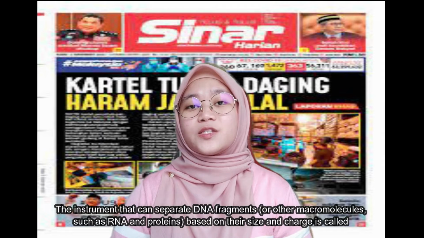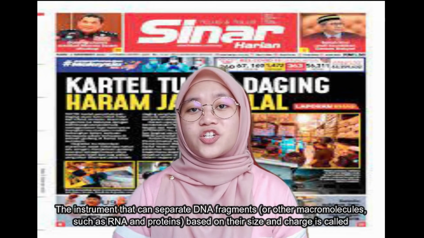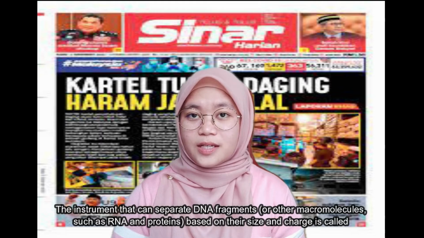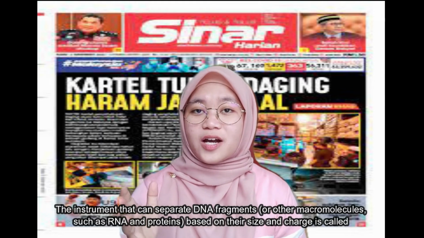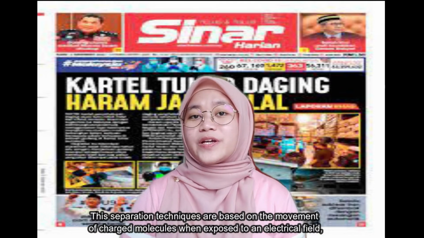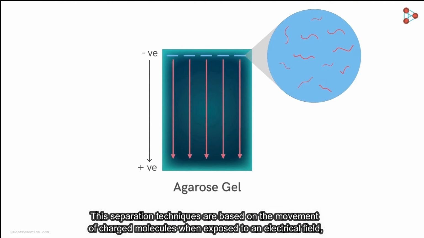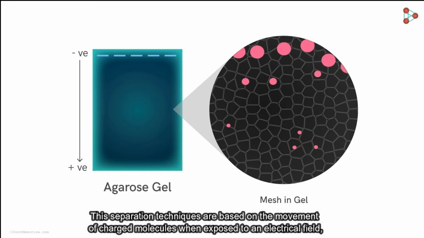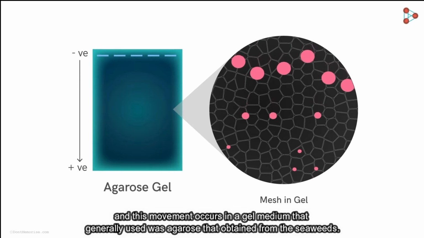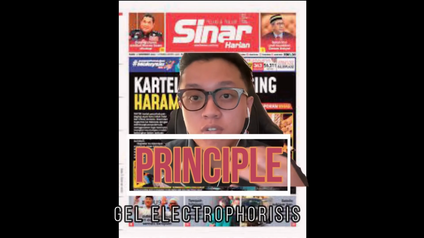A method that can separate DNA fragments or other macromolecules such as RNA and protein based on their size and charge is called gel electrophoresis. These separation techniques are based on the movement of charged molecules when exposed to an electrical field, and this movement occurs in a gel medium, generally agarose, which is obtained from seaweed. So what is gel electrophoresis?